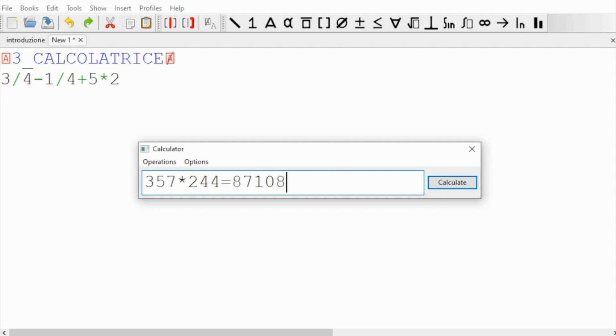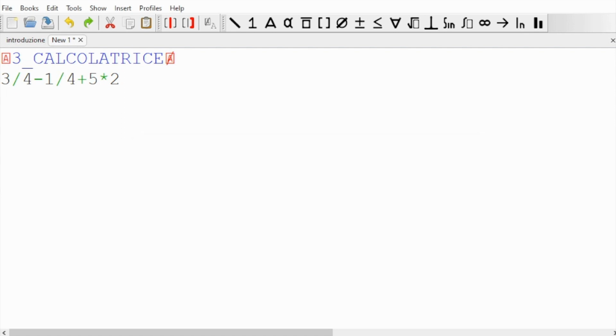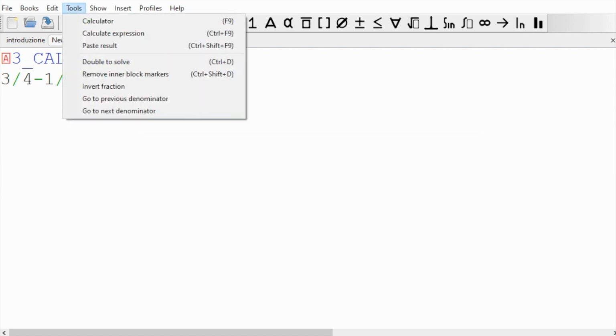It is also true, however, that the result can be a hardly memorable number, because then maybe I have to use it somewhere else. So you can directly paste it at the end, for example, of a problem or after an equal. So the third possible option regarding the calculator is just paste result.